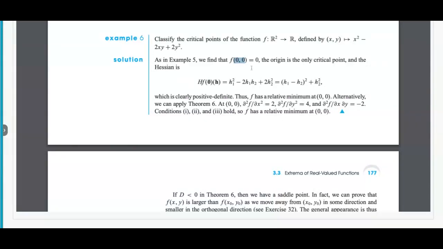Then we use the second derivative test. We can calculate the second partial of f with respect to x squared equals 2, the second partial with respect to y squared equals 4. The mixed partial equals negative 2. Negative 2 squared is 4. 2 times 4 is 8. 8 minus 4 is 4, positive. The second partial in x direction is positive. Discriminant D is positive. So the origin is a local minimum.